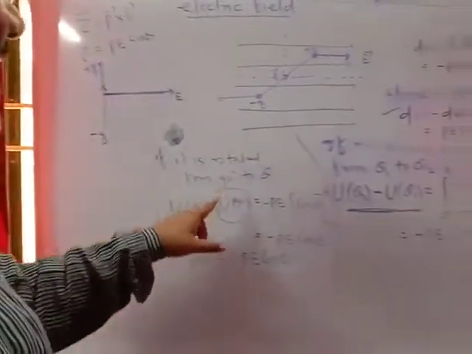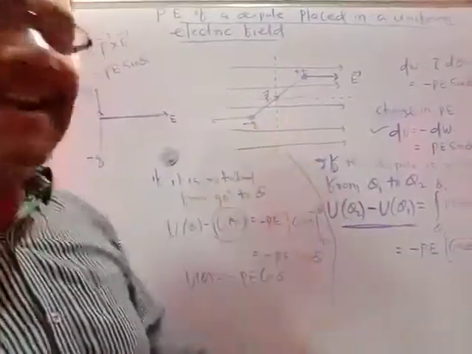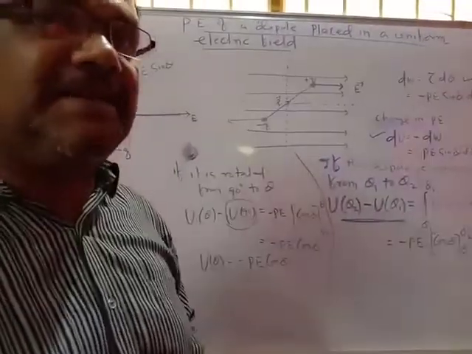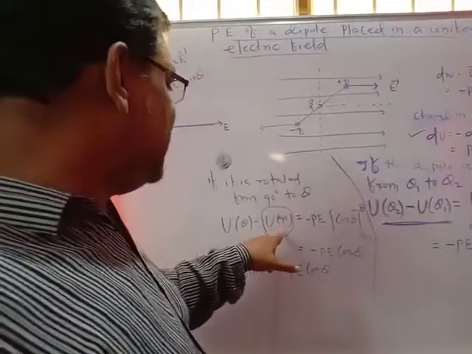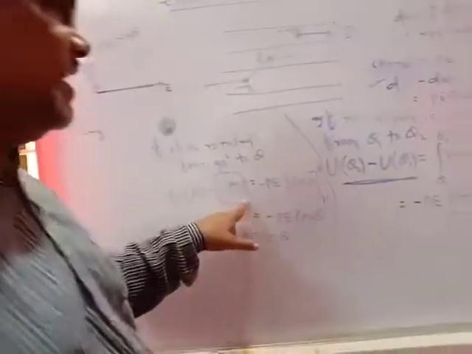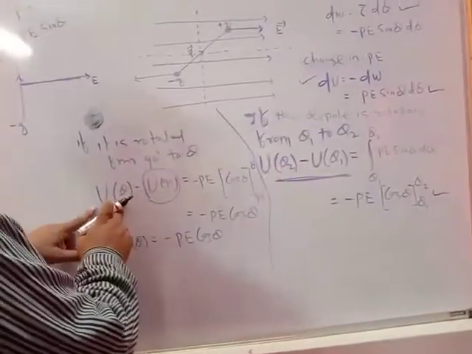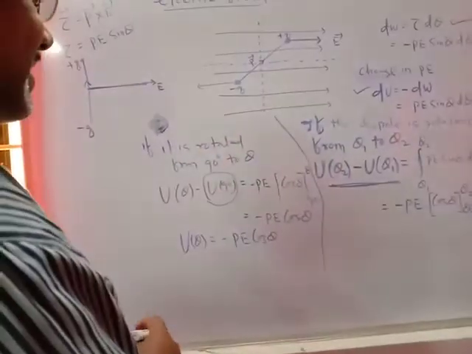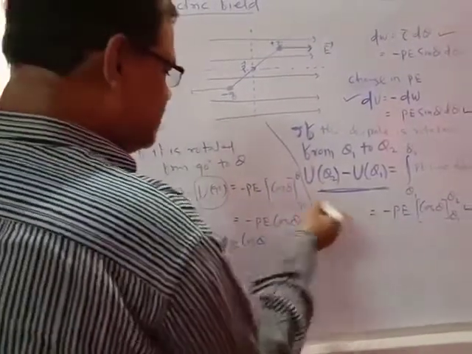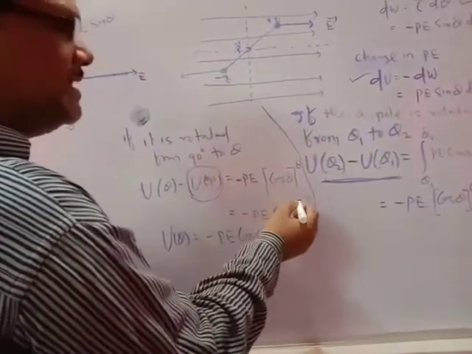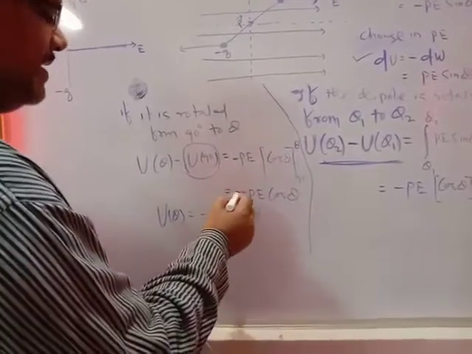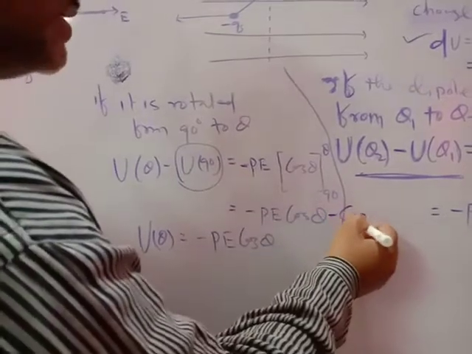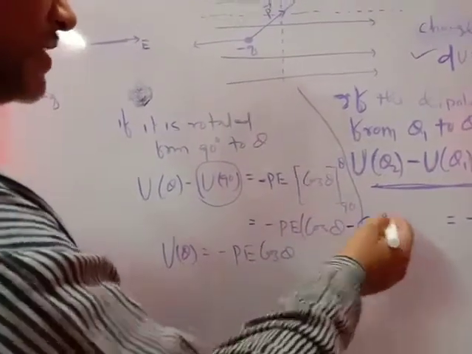So at 90 degree, the potential energy attained by the dipole is taken as 0, and that is considered as the reference point. So by considering 90 degree, U theta minus U 90. That means the dipole is rotated from 90 to theta. So from 90 to theta, you will be finding this formula, that is minus p E cos theta from 90 to theta, that is minus p E into cos theta minus cos 90 degree, and cos 90 is equal to 0.